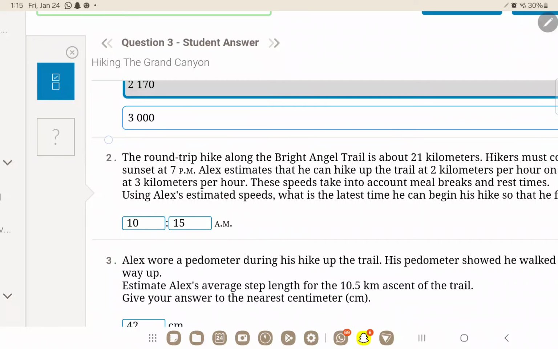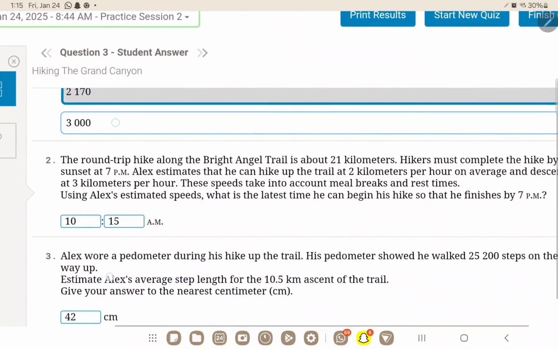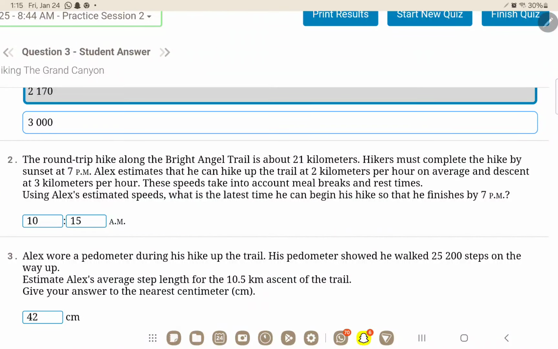The round trip along the Bright Angel Trail is about 21 kilometers. The whole trail, from the hill up and down, is 21 kilometers. Hikers must complete the hike by sunset at 7 p.m. So hikers need to go up and down before 7 p.m. Alex wants to estimate the time he can hike up the trail if he's going up 2 kilometers per hour and coming down at 3 kilometers per hour. On average, the descent is 3 kilometers per hour.